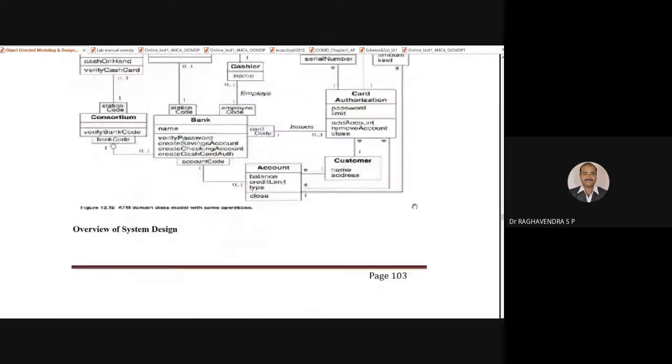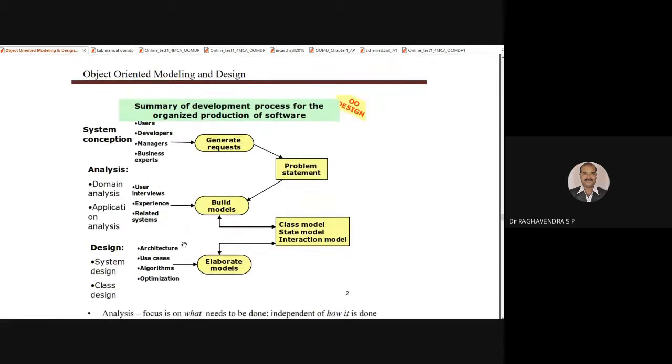Overview of system design. This is the concept from where we have to discuss. Module 4, overview of system design. So this is the brief summary of the development process for the organization of the software. This particular diagram we have already discussed in system conception. Why are we considering it again? Because this is one of the major diagrams through which we can identify the process of design.